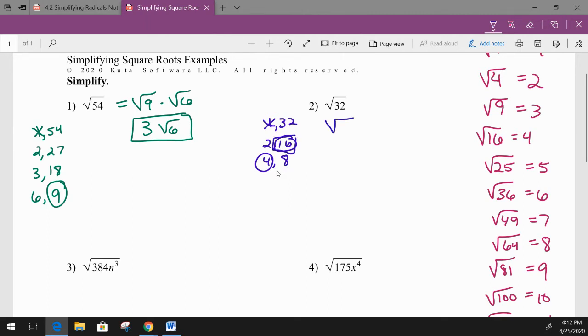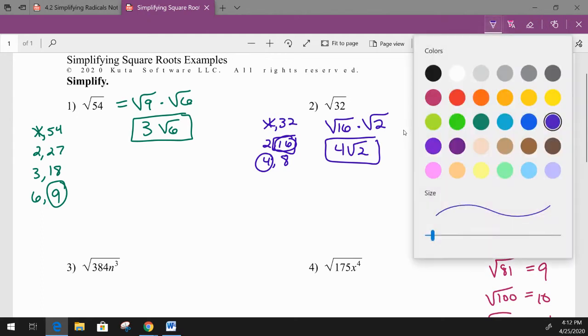So I'm going to factor the square root of 32 into 2 square roots. So 32 can be factored into 16 and 2. The square root of 16 is 4. And then you've got your square root of 2 that cannot be simplified. So 4 square root of 2 is your solution there, or your simplified radical.